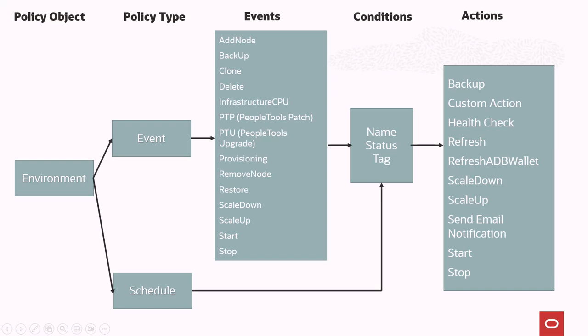When the policy type is event, the event will be triggered when the policy conditions are met. You can define one or more environments for the policy to act on by name, by status, such as running or stopped, or by a tag. The policy actions for provisioned environments are backup, custom action, health check, refresh ADB wallet, scale down, scale up, send email notification, start, and stop.